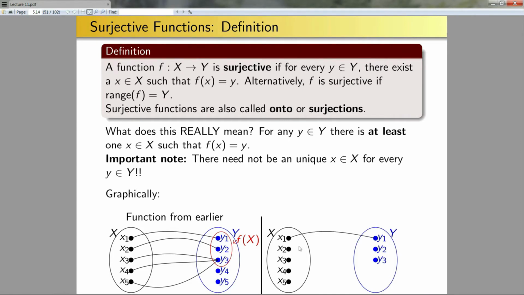So in this case, I have y1 mapped to by x2, y2 mapped to by x3, and y3 mapped to by these three values. So this function here is surjective, but notice it's not injective because x3 through x5 all map to the single element y3. Okay, that's all fair and good, but now how do I prove something is surjective, or how do I disprove that something is surjective?